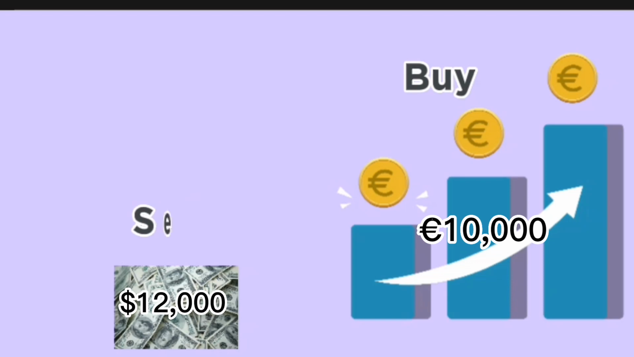Let's say that a trader believes that the value of the euro is going to increase relative to the US dollar, USD. The current exchange rate for the Euro-USD pair is 1.2000, which means that 1 euro is worth 1.2000 US dollars. The trader decides to buy 10,000 euros, which means that they will sell 12,000 US dollars.